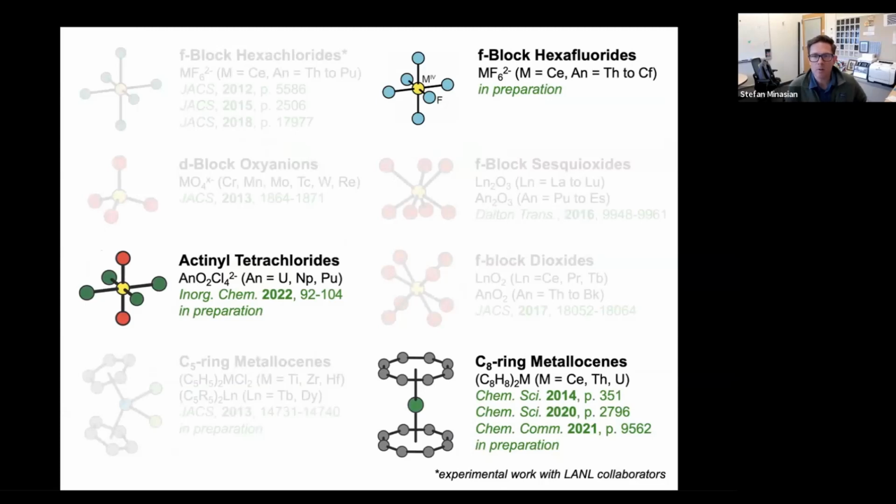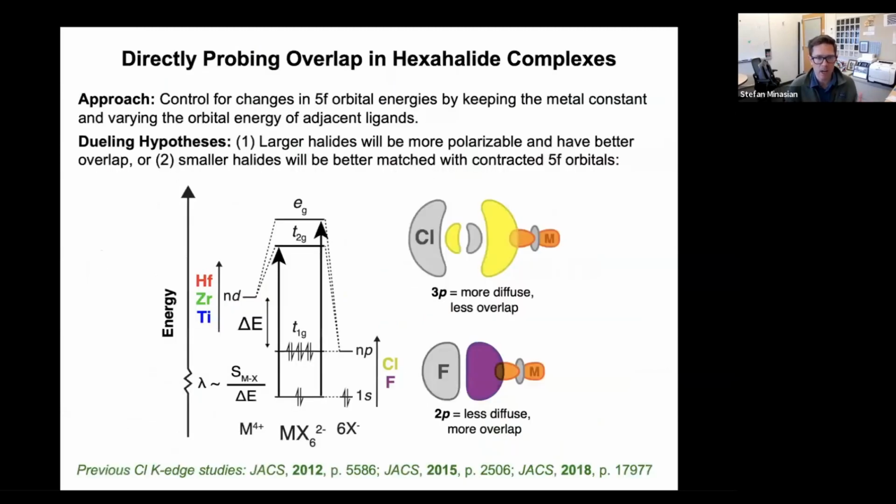All right. So as I was saying at the end there a moment ago, one of the things that we wanted to try to do with the next phase of our work was to essentially control for changes in the 5f orbital energies by keeping the metal constant. And instead, what we're going to do is vary the ligand. And we decided to look at hexahalide complexes because these can be prepared for a lot of different actinides with a lot of different halides, and they're all very isostructural. So they're great for spectroscopic studies.